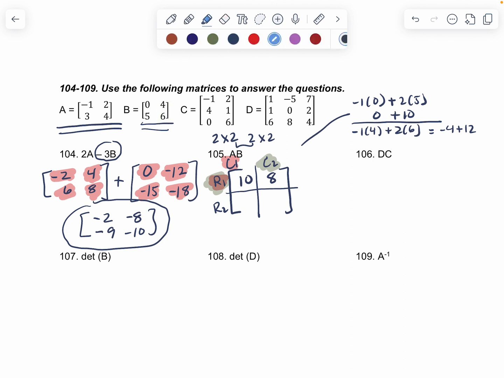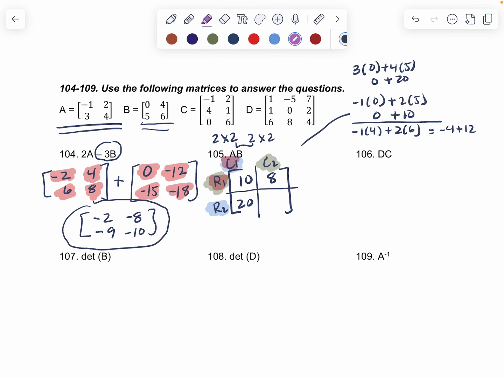For the next one, we have row 2, column 1. So I want to do row 2 of matrix A and column 1 of matrix B. Working that out, here, I'll do it over here, 3 times 0 plus 4 times 5. And this is going to give me 0 plus 20, which is 20. And then doing the same thing for the last one, let me erase these again.